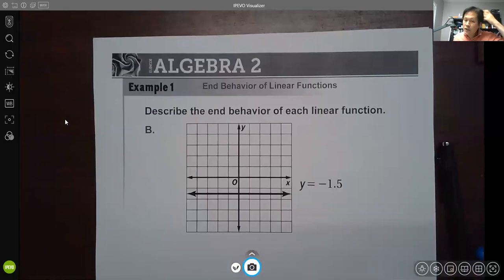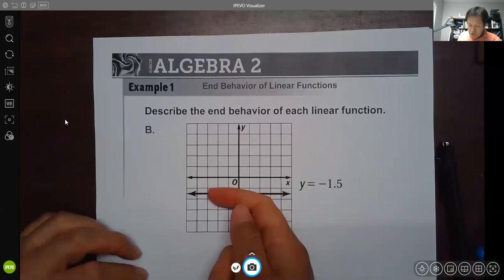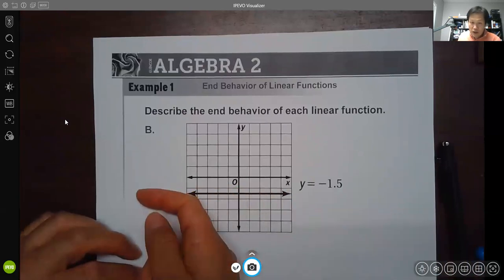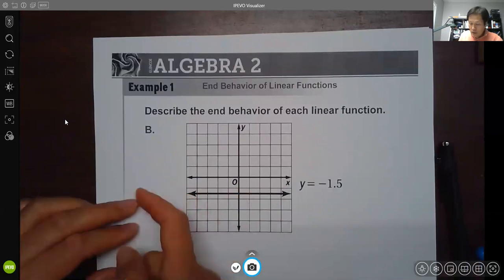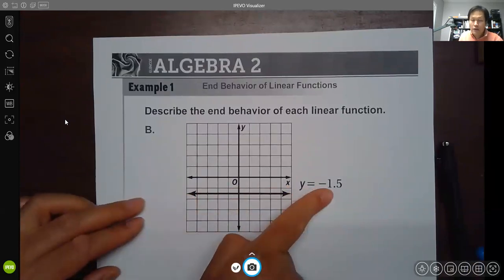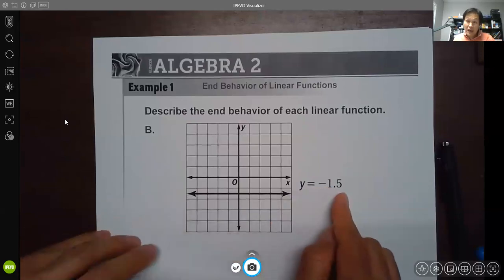Describe the end behavior of each linear function. So this is a straight line. As you go to the left, what is the y value approaching? The y value is minus 1.5. It doesn't change. As you go to the right, what happens to the y? The y value doesn't change, which is minus 1.5. So how do you write that?